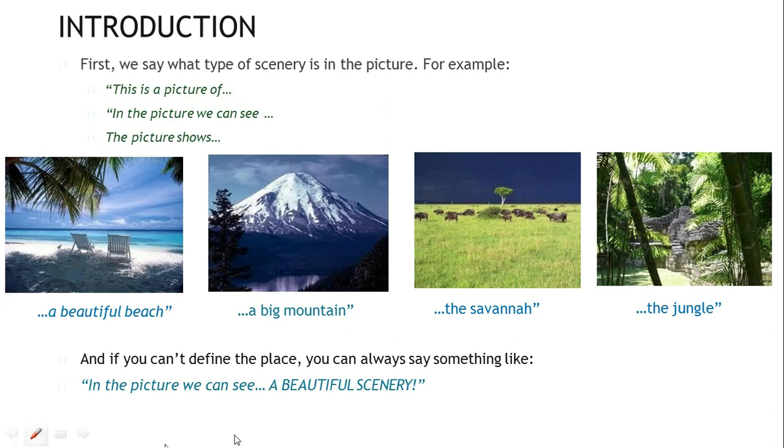In the picture we can see a beautiful scenery, and if you can't define the place, you can always say something like this. If you don't know what the place is like, you can say that in the picture we can see a beautiful scenery. So first, you describe where the picture is taken.